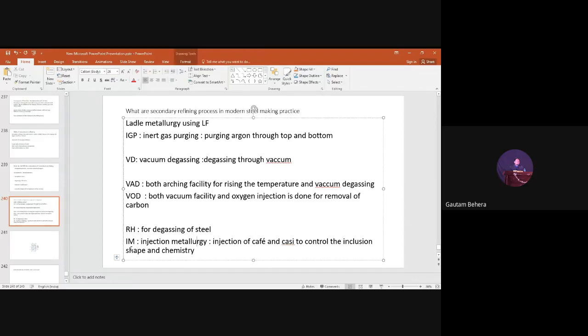So we can change the shape and we can change the chemistry. By this we can also change the melting point by changing the chemistry, to make them liquid in the working condition.